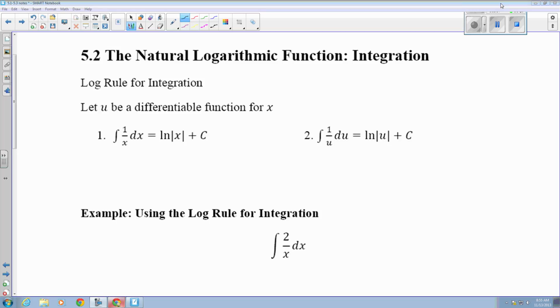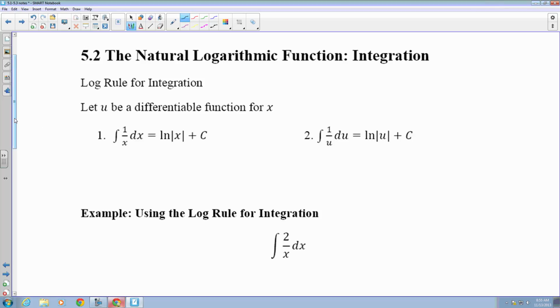All right, we're doing section 5.2, which is integrating natural log functions. So yesterday we took the derivative of them. The derivative of natural log of x is 1 over x. So now we're going backwards. If we start with a 1 over x integral, the integral of that is natural log of absolute value of x plus c. We just have to make sure that we don't forget the absolute value.